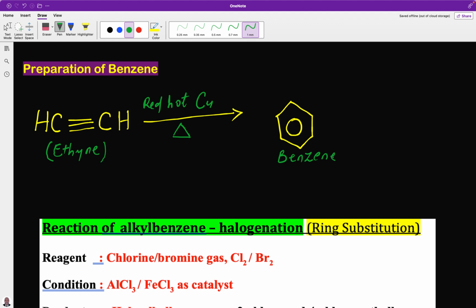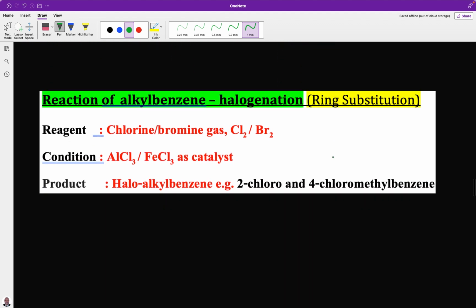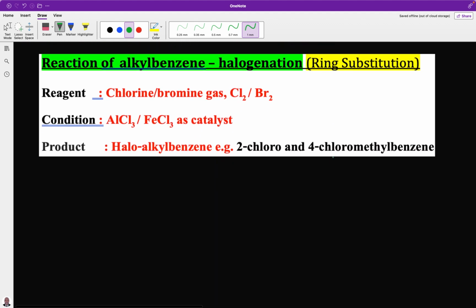Now, our subject today is reactions of alkylbenzene. We will be starting with halogenation of methylbenzene. Let's say halogenation of methylbenzene.